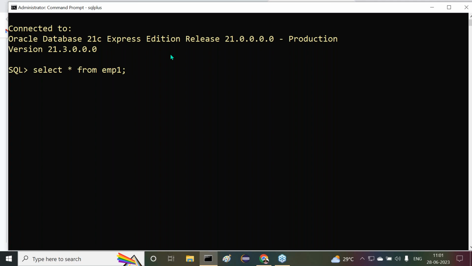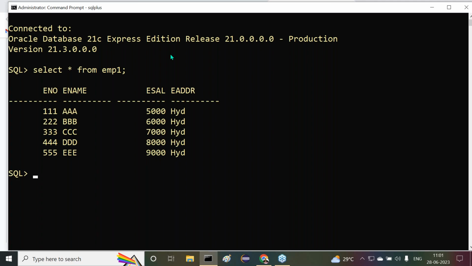That means there is no separate phase for compilation, only direct execution. I'm not doing any compilation separately, but the interpreter reads that query, checks the compilation errors in it, and if no errors are available, executes it directly, and we get the output. So this type of language is an interpretive programming language. SQL is the best example.